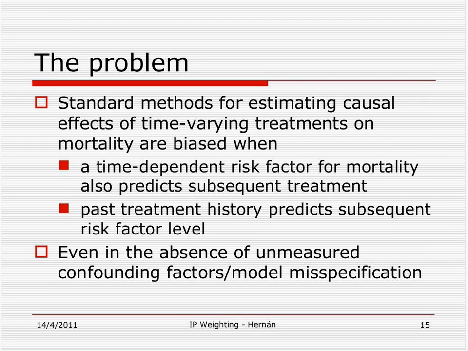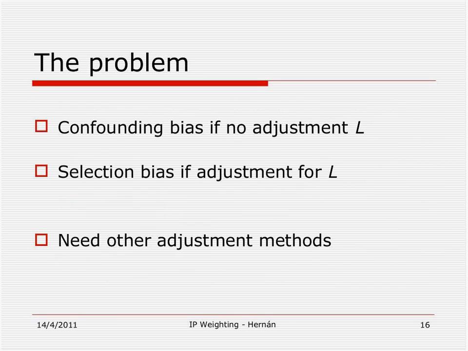So that's the problem: if we use a standard method to adjust for confounding when we have a time-varying treatment, then we will get bias. When there is a time-dependent risk factor that is a determinant of future treatment, so a time-dependent confounder also affected by prior treatment, that is when standard methods will create bias. There is no way we can adjust for confounding without introducing this sort of selection bias in this situation. So that is the problem.